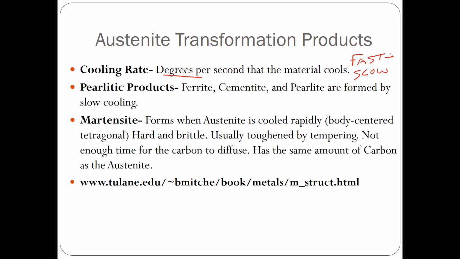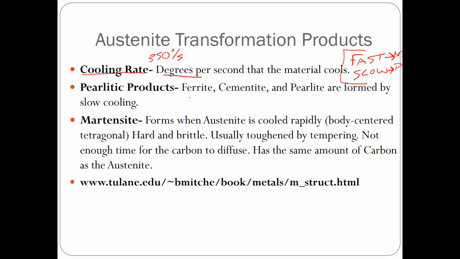And fast means that we are quenching and we're going to form martensite, or bainite if noted. And slow means that we're going to form pearlitic products. But let's say we're at 350 degrees per second. For one material that may be fast, and 350 degrees per second for another material might be slow. So a cooling rate is a quantitative measure. These tell us whether we're going to end up with martensitic products or pearlitic products.